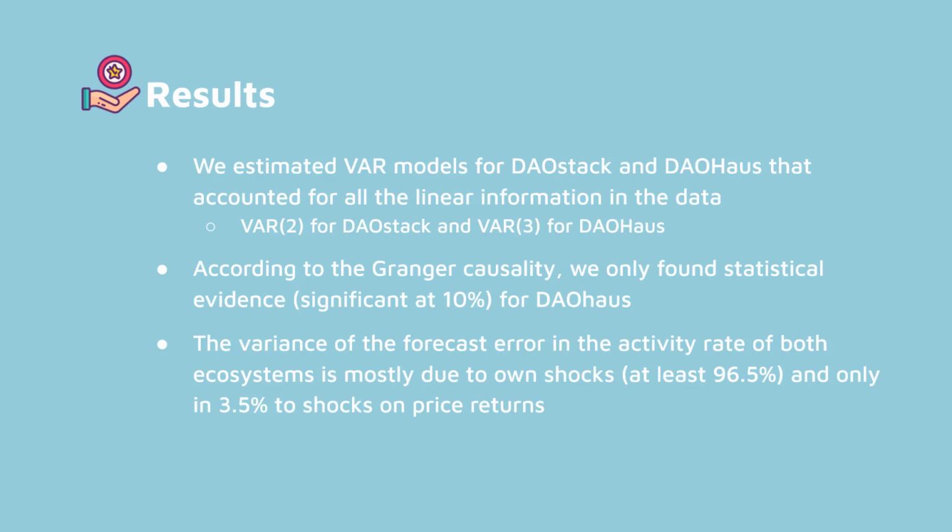Our results show that according to the Granger causality, we only found statistical evidence for the case of DAOhaus, and only significant at 10%. Regarding the decomposition of the variance of the forecast error in the activity rate, we saw that most of that variance is due to shocks on the activity rate, and only 3.5% is due to shocks on price returns.